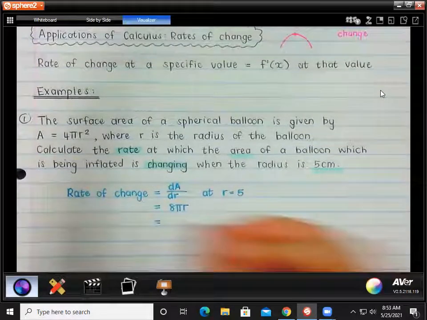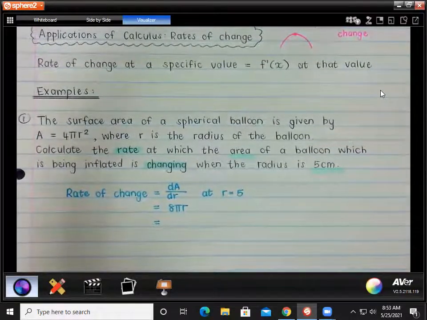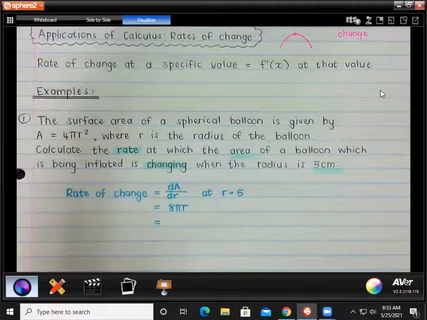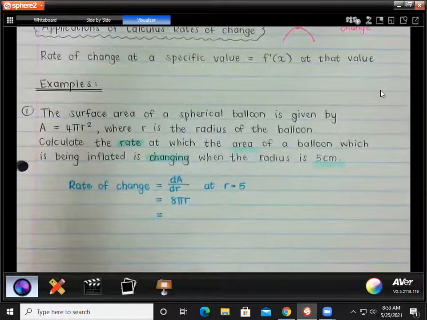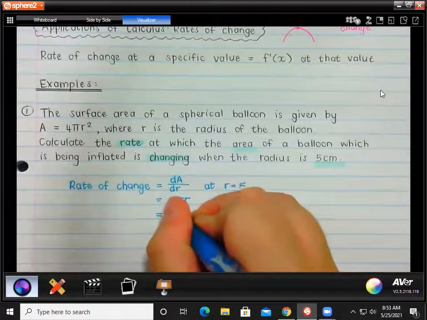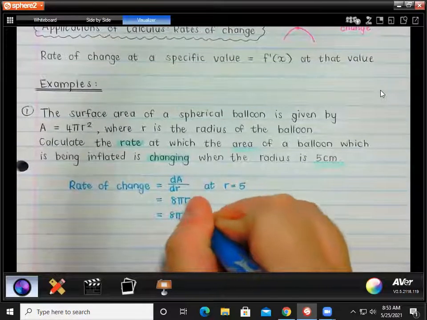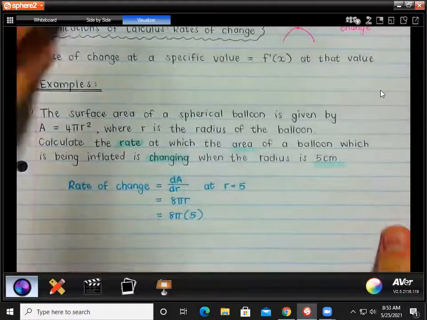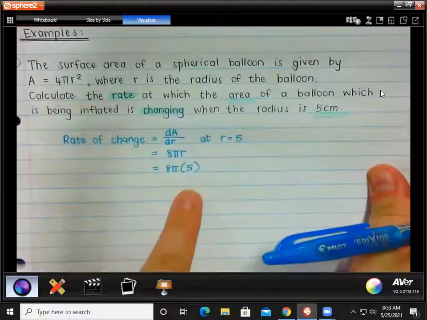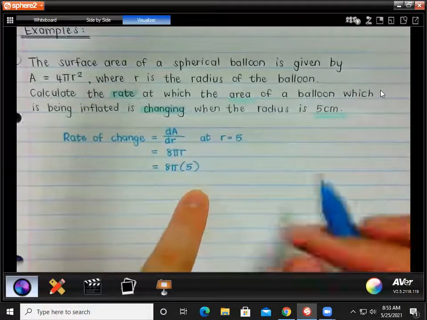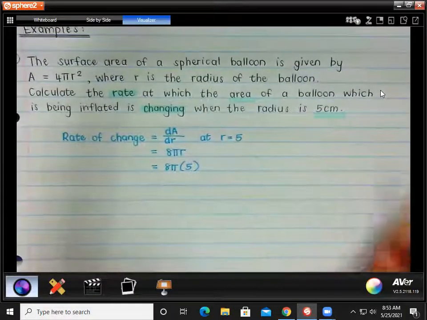But then they've told us that at the specific radius that they want us to calculate the rate of change at, it is 5. So we're going to sub that in. So 8 pi times 5. And guys, I know it's a bit of a pain, but you do have to show that you're subbing it in. They give a mark specifically for subbing that value in.